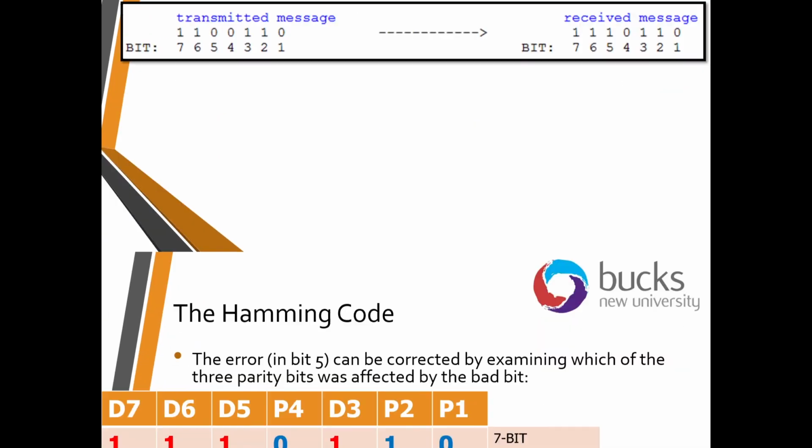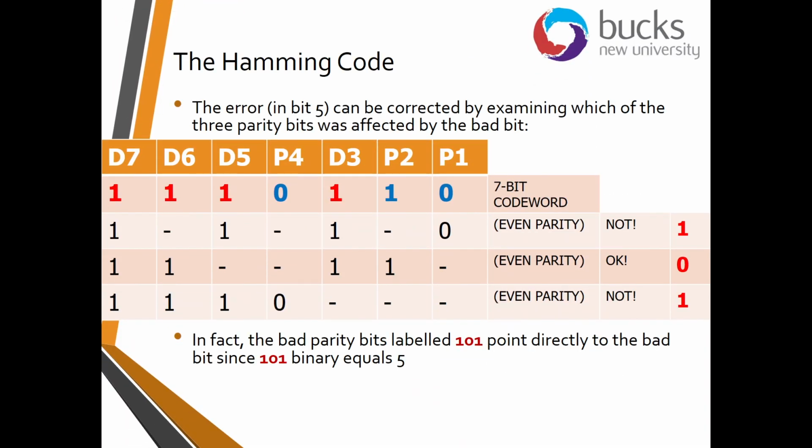So if we do our checks with that, we will find that we will get errors. So the error in bit 5 can be corrected by examining which of the 3 bits was affected by the bad bit. So what we actually get in the end is an output where for each parity check, parity bit 1 produces an output of 1, which under even parity means it's not correct. Parity bit 2 actually works out as being correct, but parity bit 4 is not correct, so we get a 1.